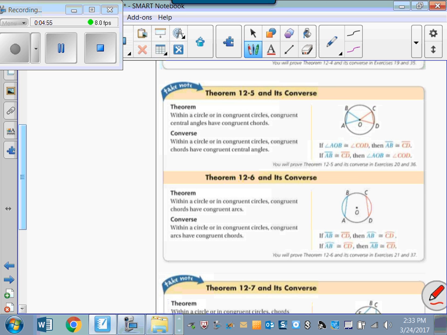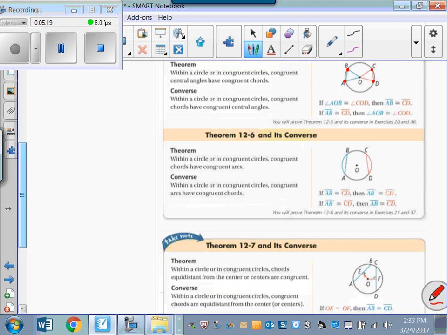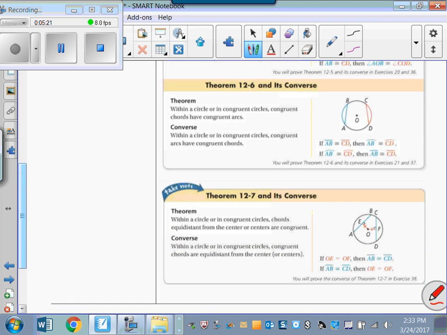We talked about chords a minute ago. You remember it's a segment that has its endpoints on the circle. So there are two chords. Okay, so if I know that those central angles are congruent, then I also know that those chords AB and CD are congruent, and I know the converse of that too. If AB is congruent to CD, then I know that the central angles are congruent. Okay, another theorem and its converse, if I have a circle or congruent circles, then congruent chords have congruent arcs. So you see how they have it colored here.